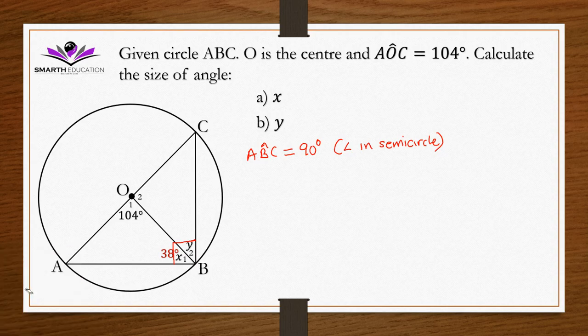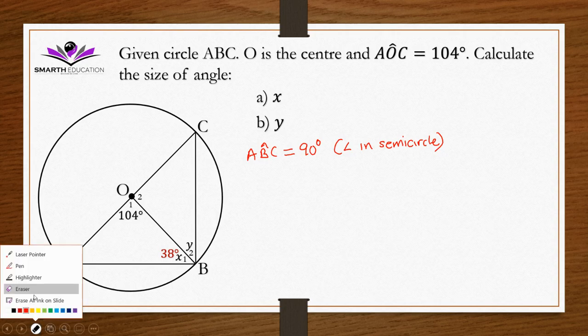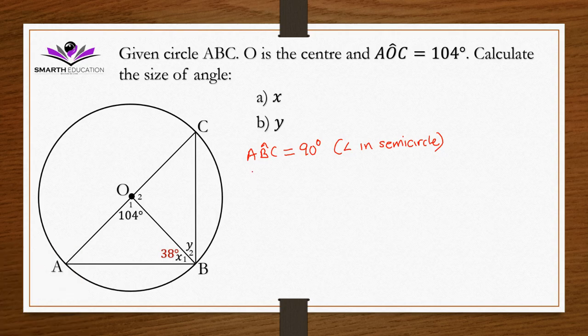And then we already have our x here. So we can solve for y, isn't it? Okay. So it means x plus y must give us 90 degrees. But x is 38. So 38 plus y is equal to 90. And then y is equal to 90 degrees minus 38.